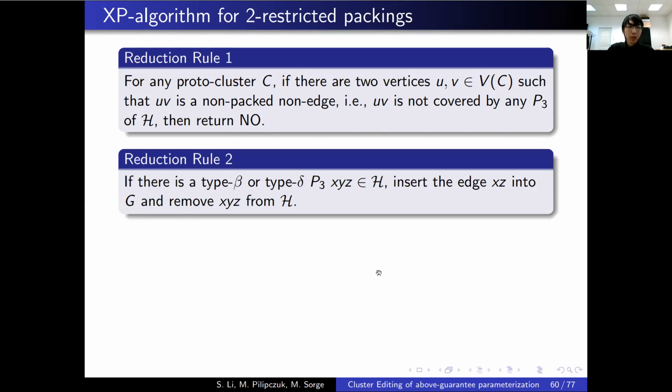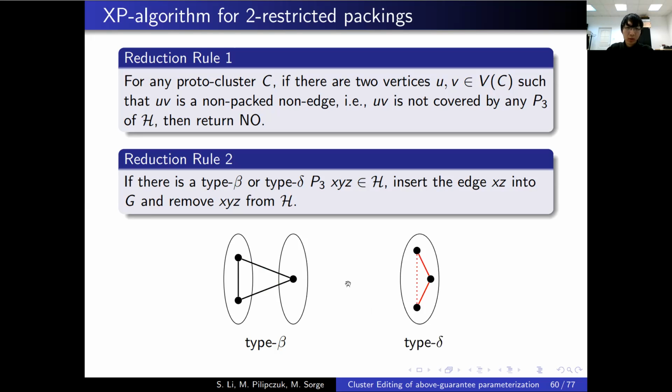Reduction rule 2 says that if there is a type beta or type delta P3, then we insert an edge XZ into G and remove the P3 from the packing. This is also not hard to prove because of the definition, L equals 0. And this is an example. If we have a type beta P3, or type delta P3, we insert an edge to this non-edge, and remove this P3 from the packing. This means the edges of the packed P3 become normal edges that are not covered by any P3.